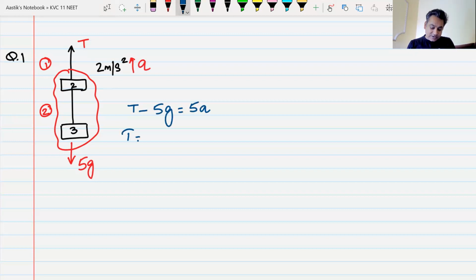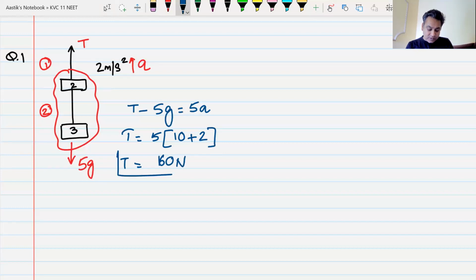So I can write this T as 5 into G plus A. G is 10, A is 2. So my answer will be 5 into 12, and that will be equal to 60. So tension would be equal to 60 newtons. Do we understand this? Yes or no? This is the tension in the upper string. We get this?